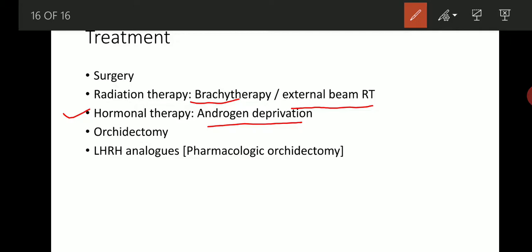Now, androgen deprivation can be done either by orchidectomy, that is removal of testes. Both the testes of the patient are removed so that no more testosterone is produced in the patient. This is known as surgical orchidectomy. Or the patient is given luteinizing hormone releasing hormone analogues that lead to decrease in testosterone production from the testes. This is known as pharmacologic orchidectomy. So any of these strategies can be employed according to the stage and grade of the disease.